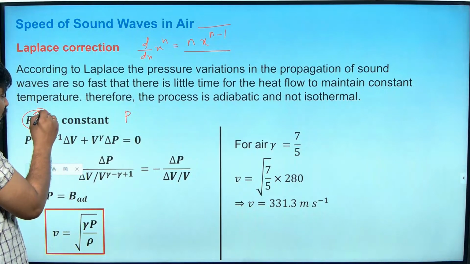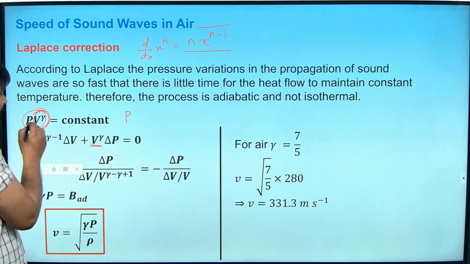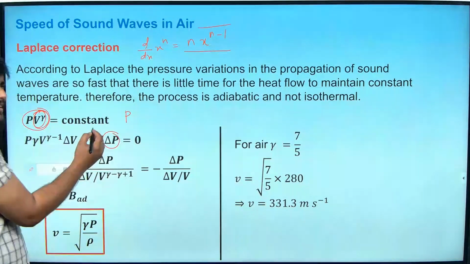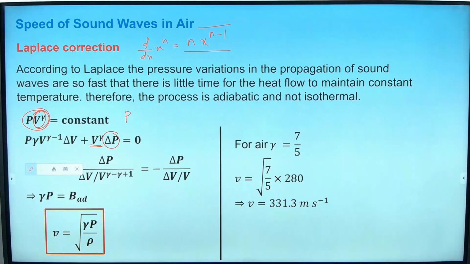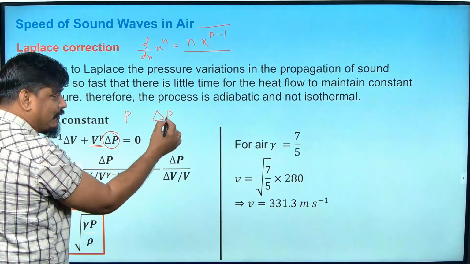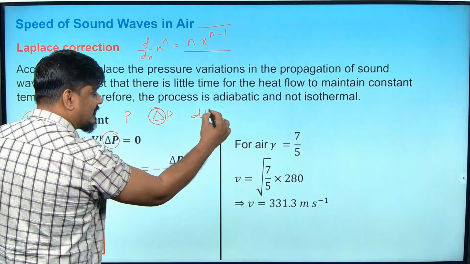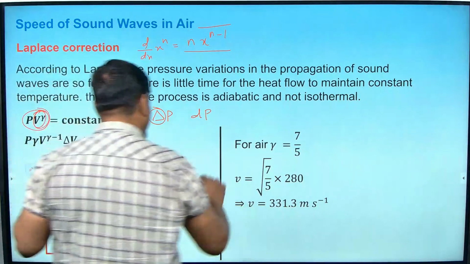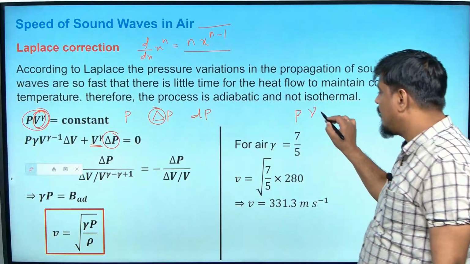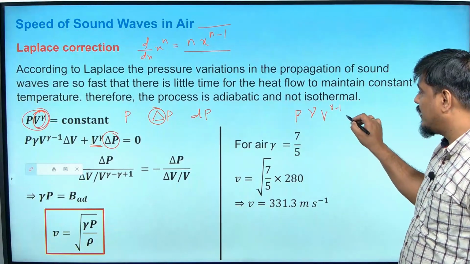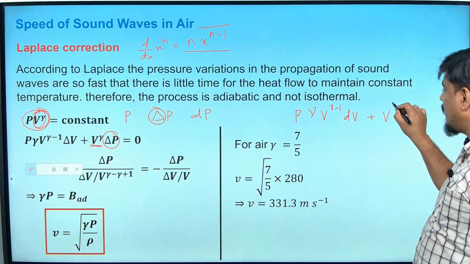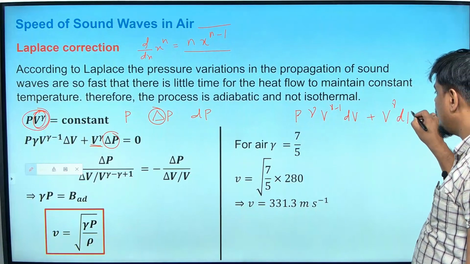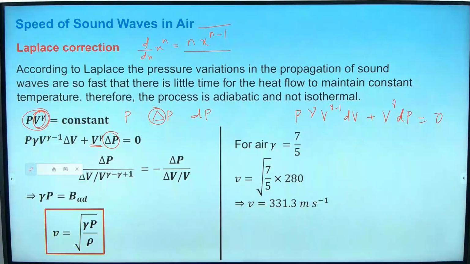Next, what I did, I took V power gamma as constant and differentiated P. That's why I wrote del P. Del P means dP. Understand that. If you are getting confused by this del thing, you change to dP, no problem in that. If you are confused with the del word, you can write like this: P gamma V power gamma minus 1 into del V plus V power gamma into dP is equal to 0. Are you comfortable in this?